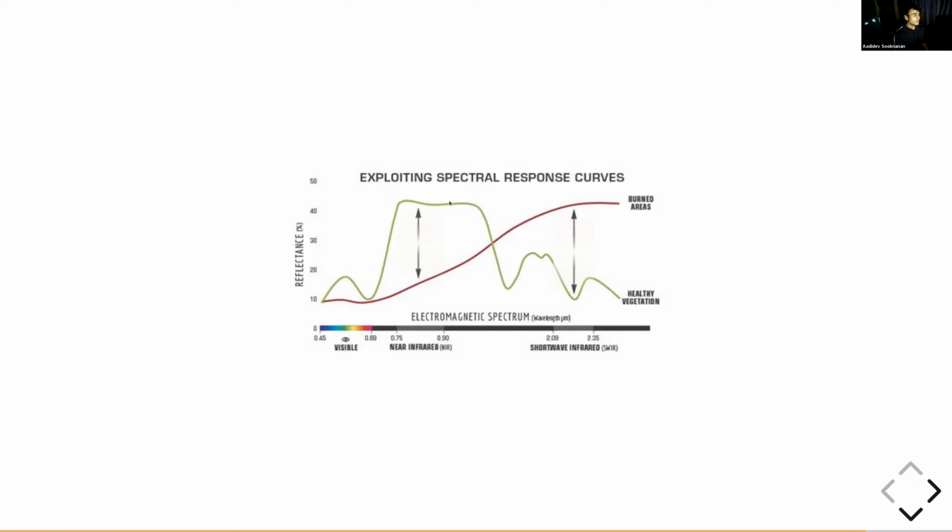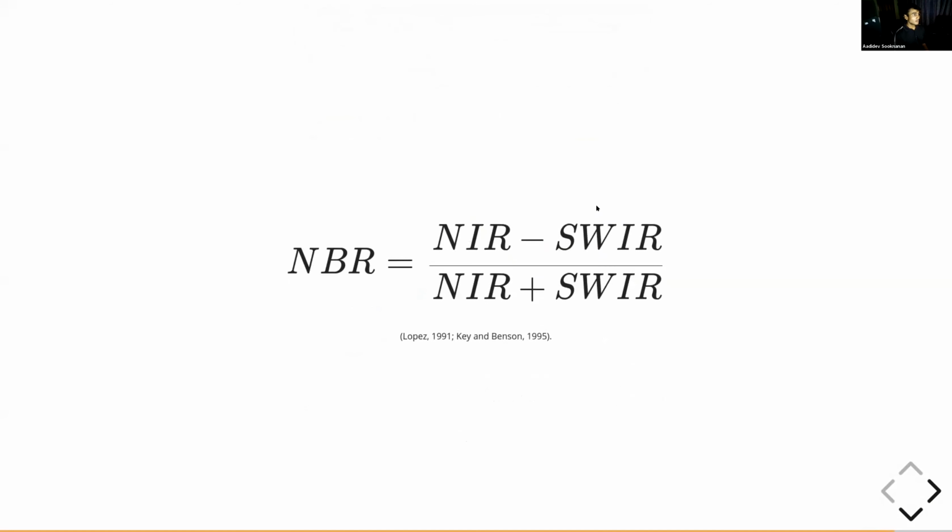So near-infrared is reflected heavily by vegetation, so that's why we use it in the normalized difference vegetation index. However, burn areas tend to reflect shortwave infrared quite a bit more than vegetation does. So we can find the difference between your shortwave infrared and your near-infrared, and then normalize it by its sum and come up with something called the normalized burn ratio.